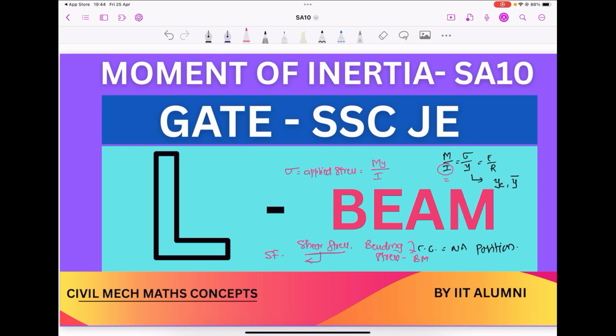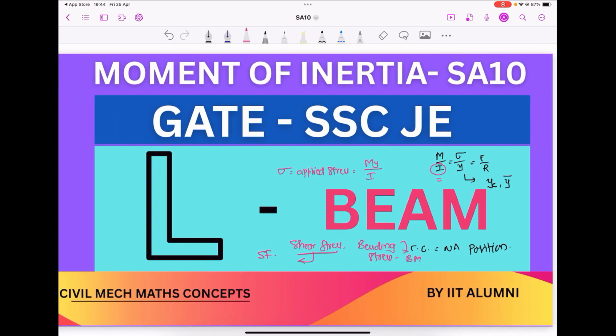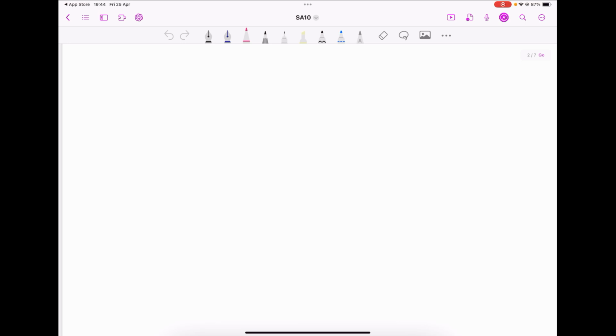I have already discussed in my earlier lectures the calculation of the shear force. For example, let us say we have one simply supported beam like this, and there is a uniformly distributed load W, or we can say Q, newtons per meter.